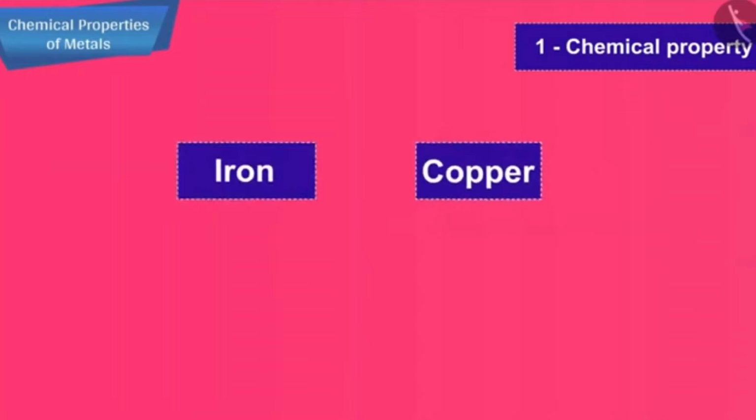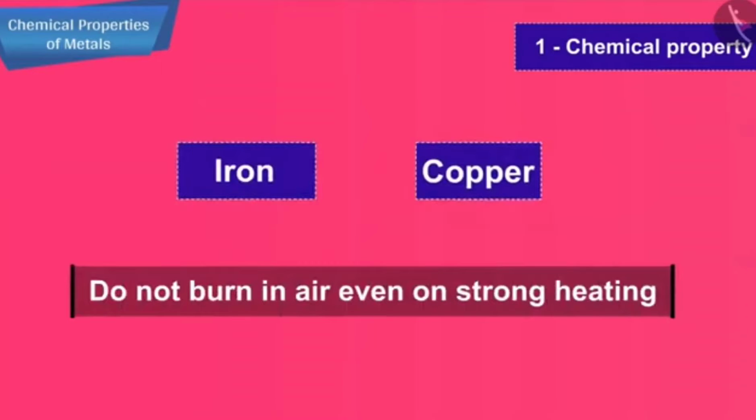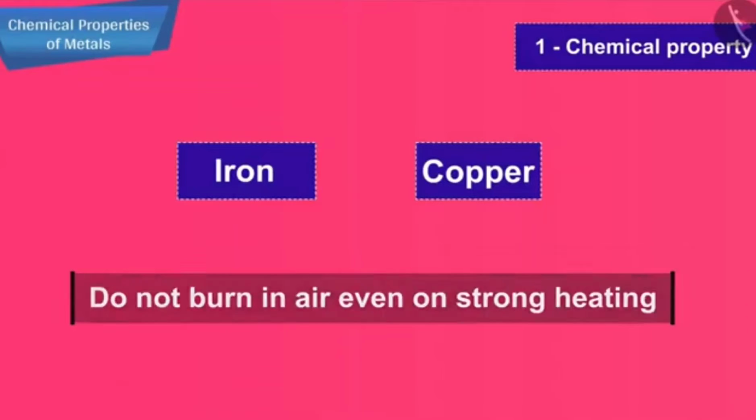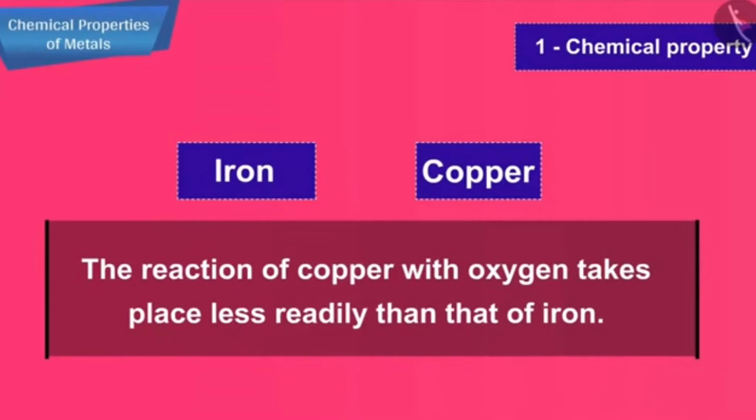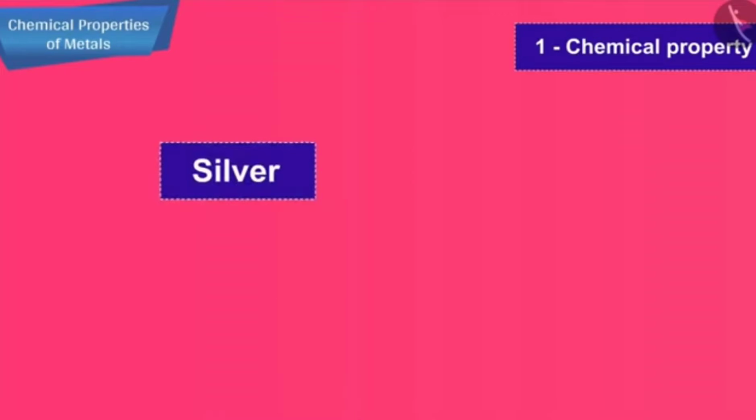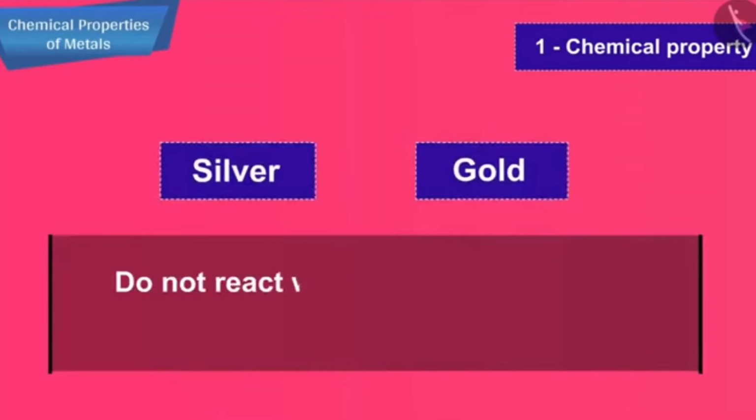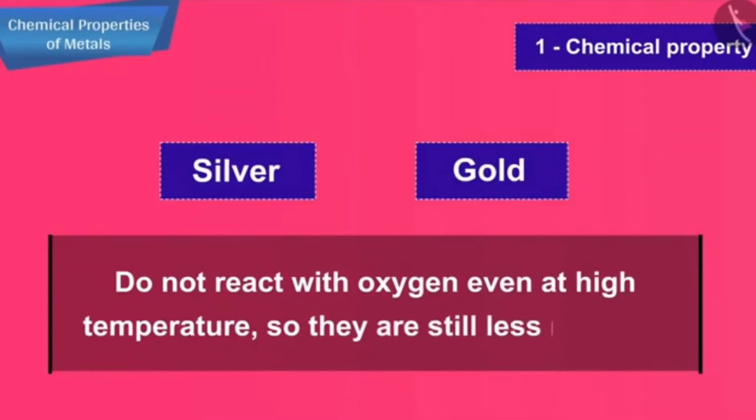Iron and copper metal do not burn in air even on strong heating. The reaction of copper with oxygen takes place less readily than that of iron. Silver and gold metals do not react with oxygen even at high temperature, so they are still less reactive.